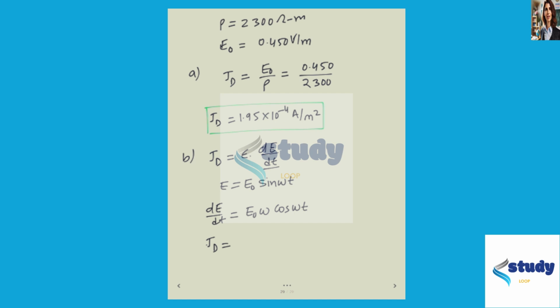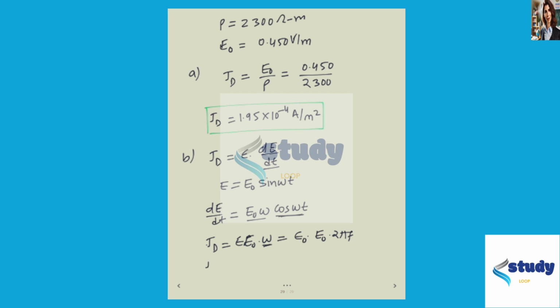To take the maximum value, this cos omega t must be equal to 1. So we will get only epsilon and E naught multiplied by omega. Now omega is equal to 2 pi f. So epsilon multiplied by E naught multiplied by 2 pi f. And at maximum condition, epsilon is equal to epsilon naught.